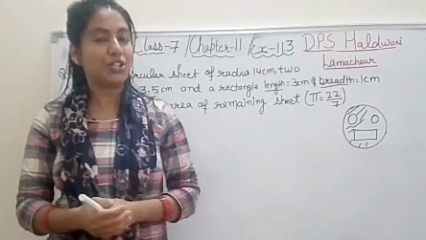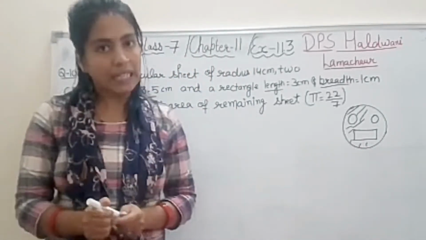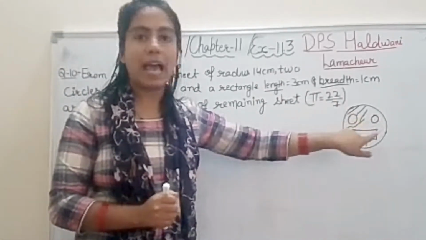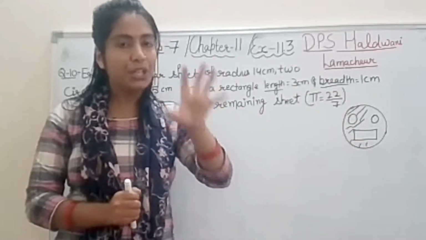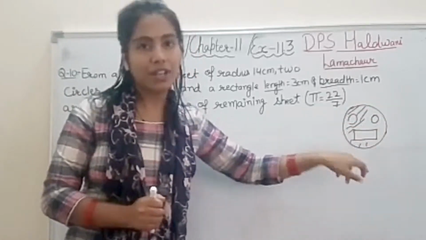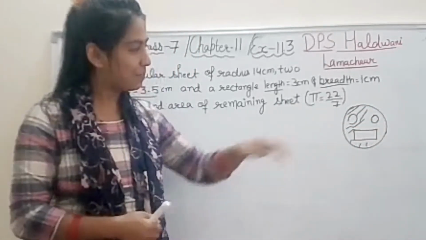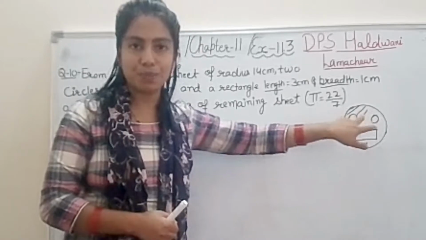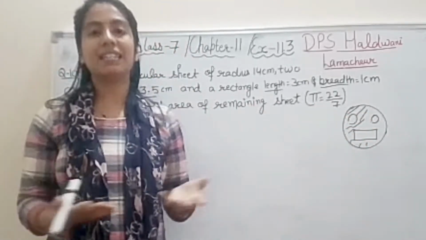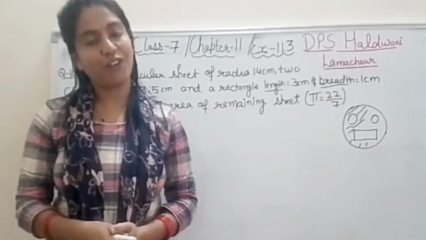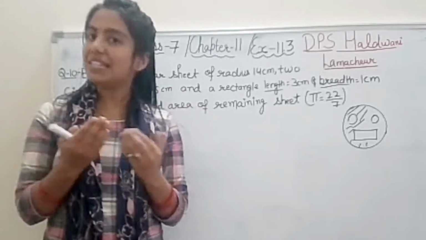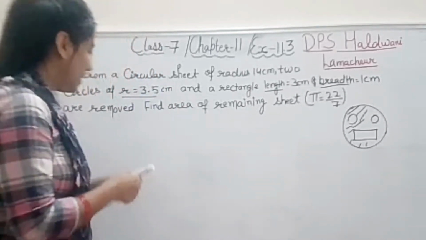That's it, students. The same type of question we have done in part 1 as well. Here, from one sheet, three shapes have been removed. It means you will subtract all these three areas from the area of the sheet. The total area of these two small circles and one rectangle you will subtract from the area of the sheet. That will be the remaining part of the sheet. Yes or no? Yes students. So see, the base of the equation is the same. Okay, so let's start the solution.